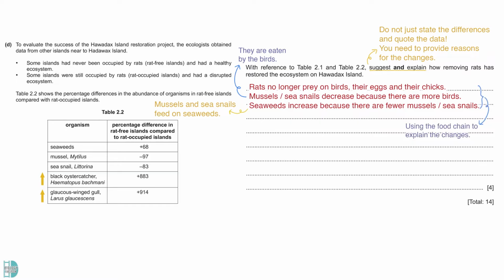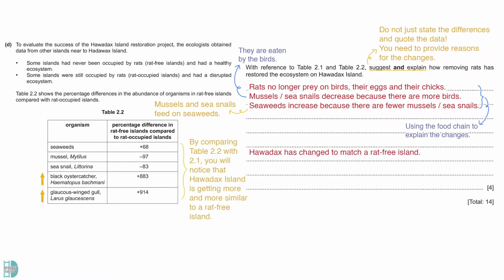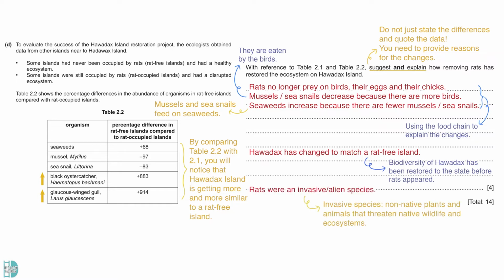When you compare this table with table 2.1, you will notice that Hawadaks Island is getting more and more similar to a rat-free island. This indicates the biodiversity of Hawadaks has been restored to the state before rats appeared on the island. Lastly, mentioning that the rat is an invasive or alien species would get you a mark. Invasive species are those non-native plants and animals that threaten native wildlife and ecosystem. They are not from the area and may cause ecological havoc.